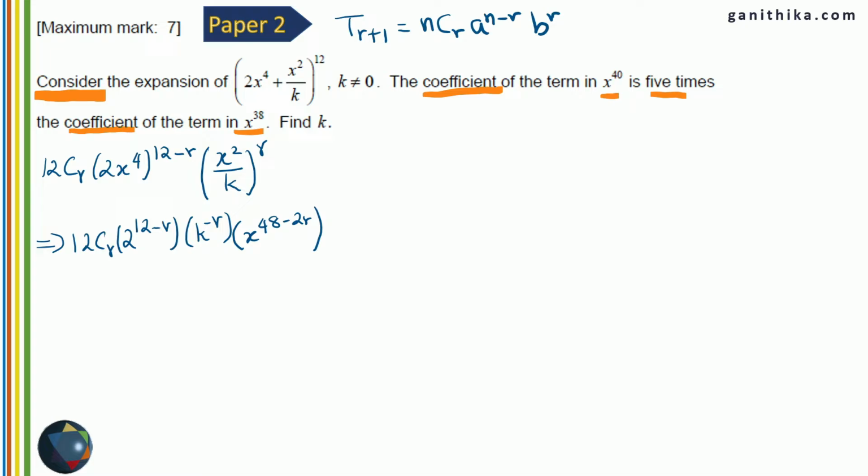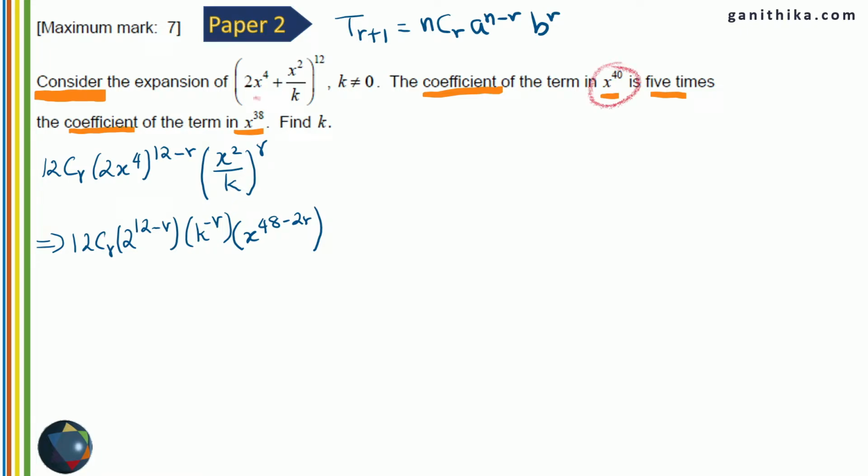and collecting all the x terms together, x to the power of 4 times 12 minus r, x to the power of 2 times r, all of them collected together, you will get the power of x to be 48 minus 2r, and this can be easily done by you. So I don't need to explain how you got this 48 minus 2r from the powers of x. Going further, look at the question.